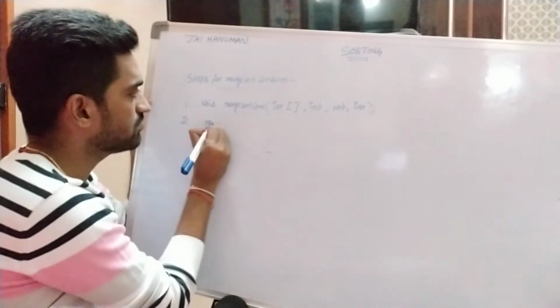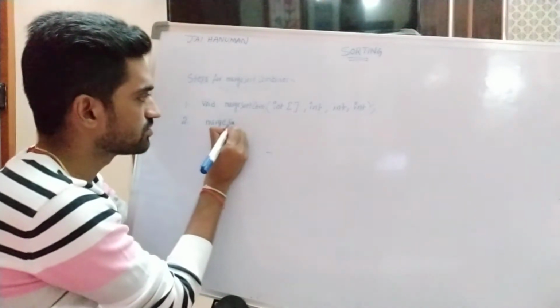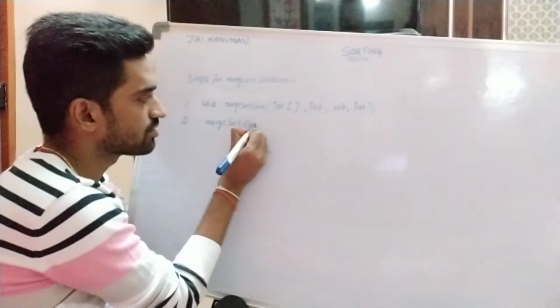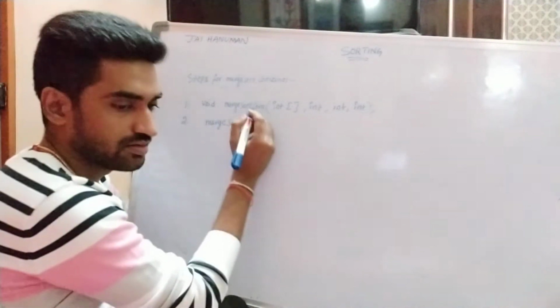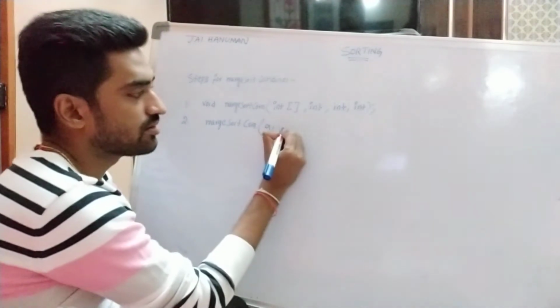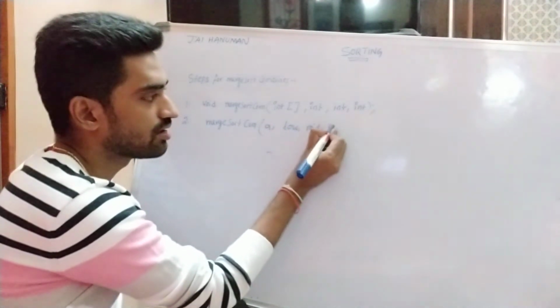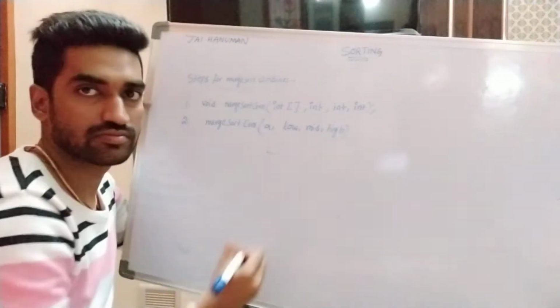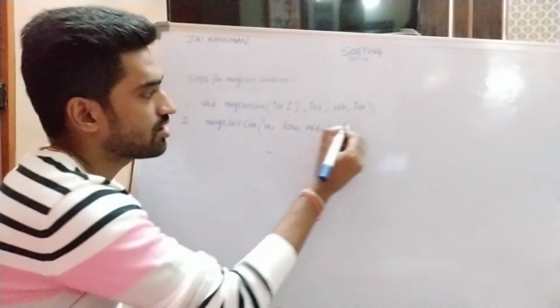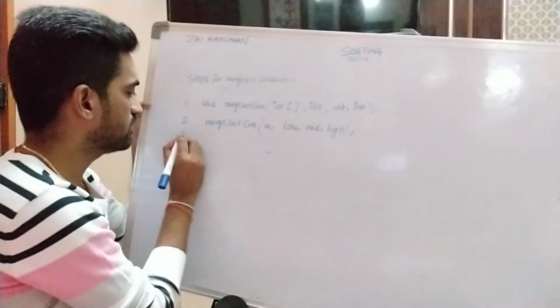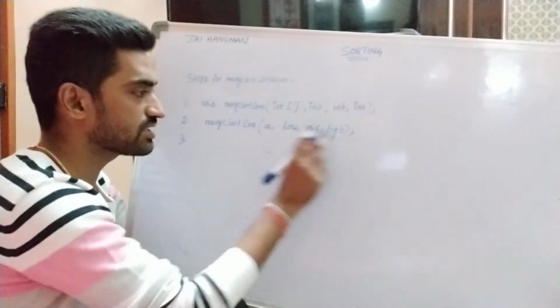What is the function name? Merge sort combine, with parameters A, low, mid, high, right? So after calling this function, then we can define the actual procedure in the function definition.